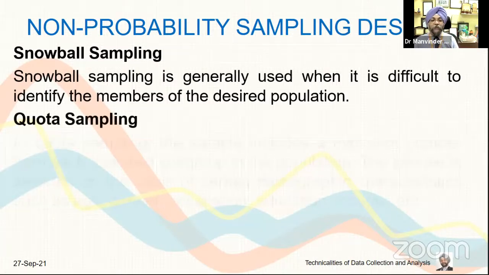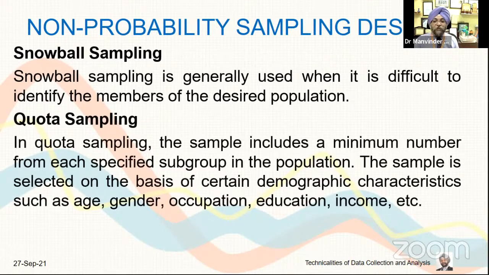Another is quota sampling. Quota sampling includes the minimum number from each specified subgroup. Now there is a difference between quota sampling and stratified sampling. You must have at least a minimum number of people who conform with that group. And the sample is selected on the basis of certain demographic characteristics.